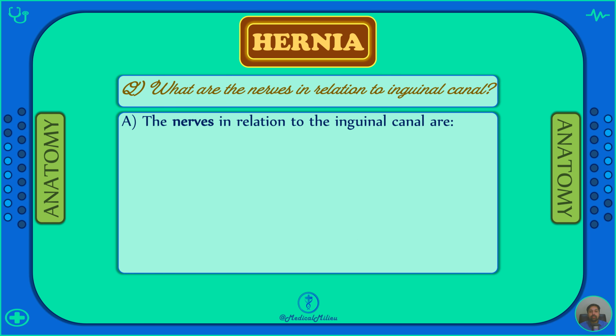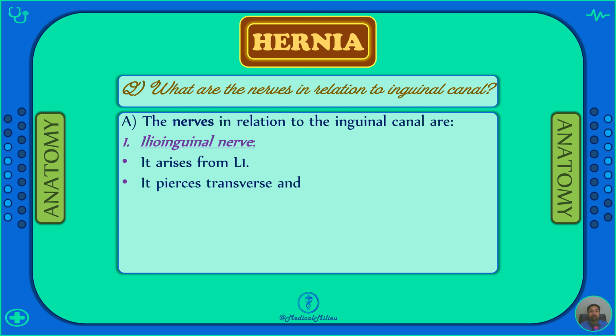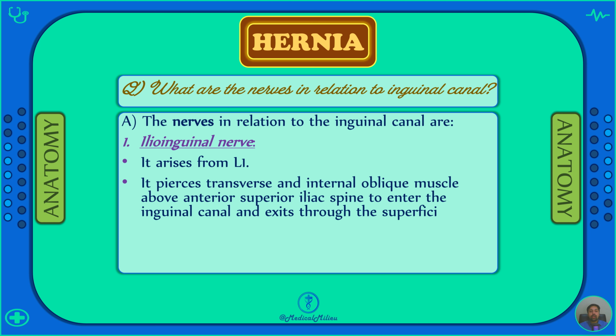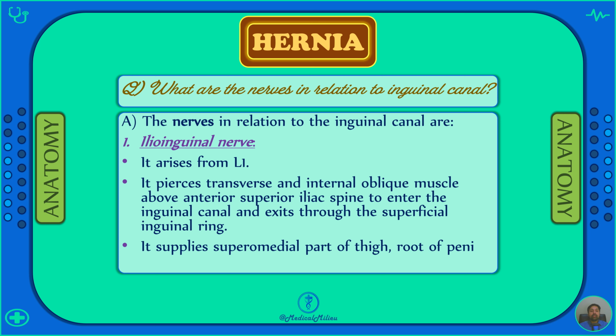The nerves in relation to the inguinal canal are: number 1 is the ilioinguinal nerve. It arises from L1. It pierces the transverse and internal oblique muscle above the anterior superior iliac spine to enter the inguinal canal and exits through the superficial inguinal ring. It supplies the superior medial part of the thigh, root of the penis, and upper part of the scrotum.